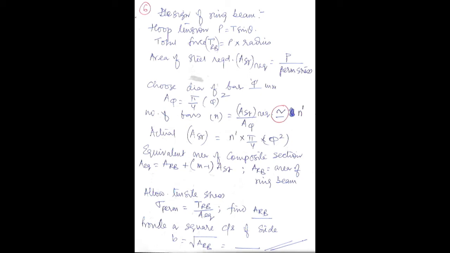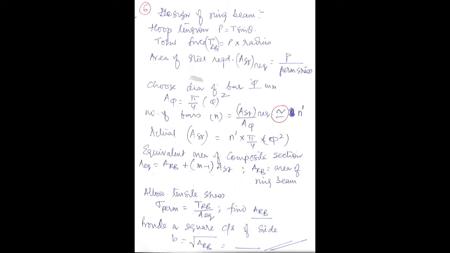Okay. Now choose the diameter of the bar as 5 millimeter. You assume any diameter, and then the area of one bar is equal to A phi equal to pi by 4 into phi square. Now number of bars, how we can find? We know the total requirement, AST required, divided by individual bar area. So from there we can find out the number of bars. So let us denote it as N dash.